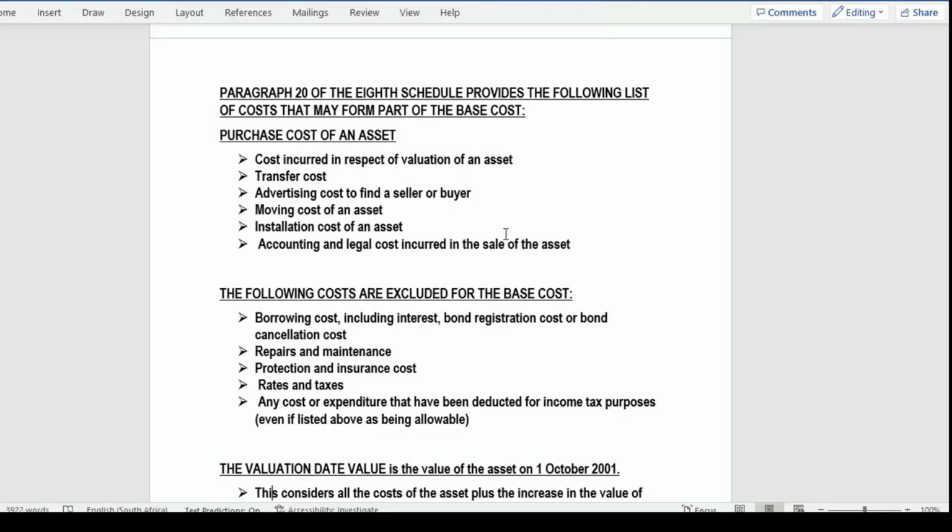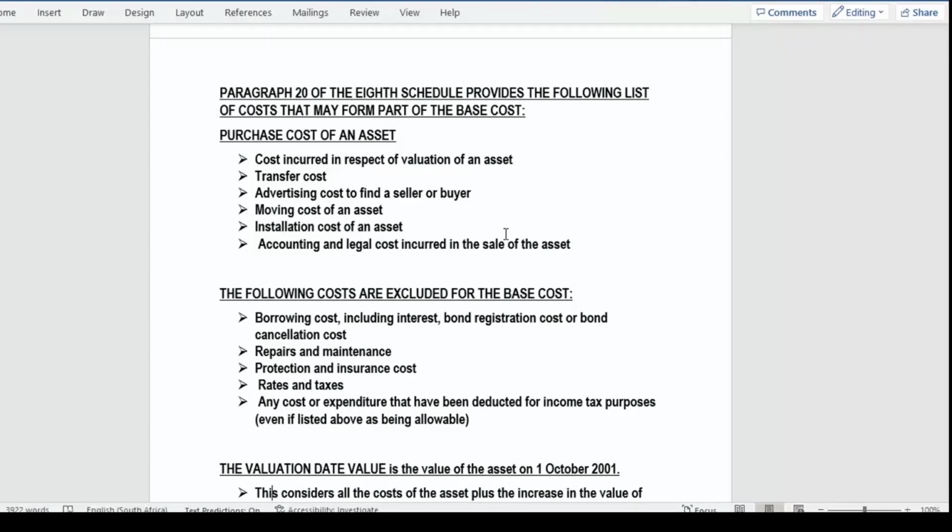So the costs that are actually excluded from the base cost, sorry, borrowing cost, they're not included. That will include your interest, the bond registration cost, the bond cancellation cost, repairs and maintenance, protection and insurance cost, rates and taxes, and any cost or expenditure that has been deducted from the income for income tax, even if they are listed above as being allowable.